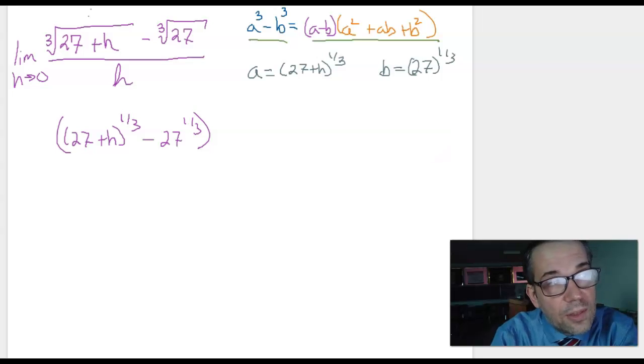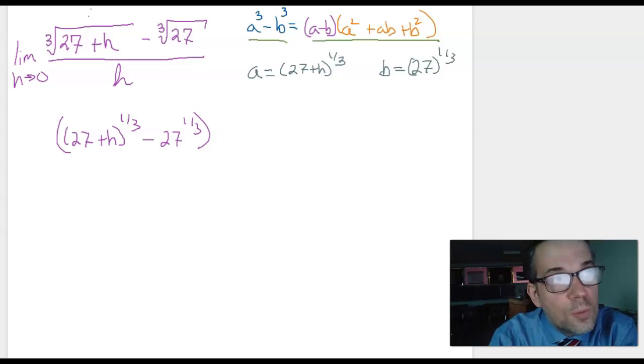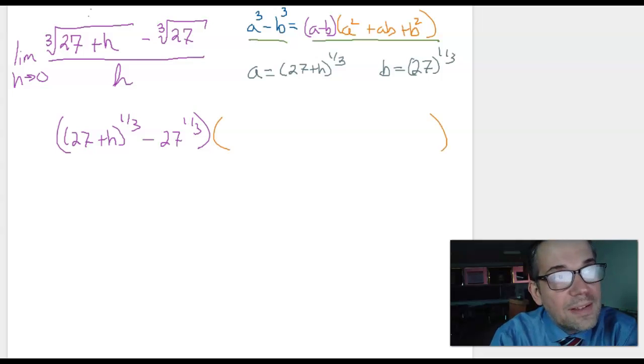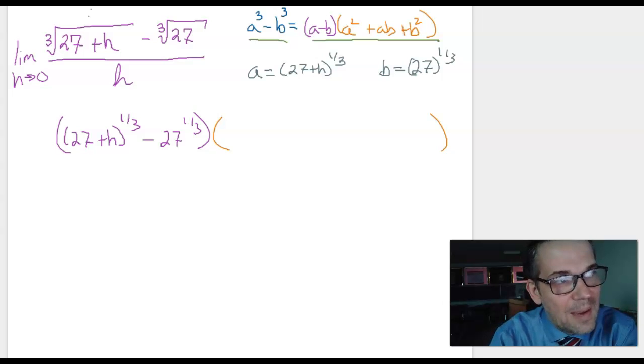First thing I did was I took this portion up here that was written with radicals and I rewrote it with rational exponents. And we're assuming that this purple part, this numerator, is this portion of this entire expression. And I want to put that orange portion in there as well. If I'm going to say that this purple portion is this a minus b, that means that this is a and this is b. So I'm just putting that as a reminder up here.